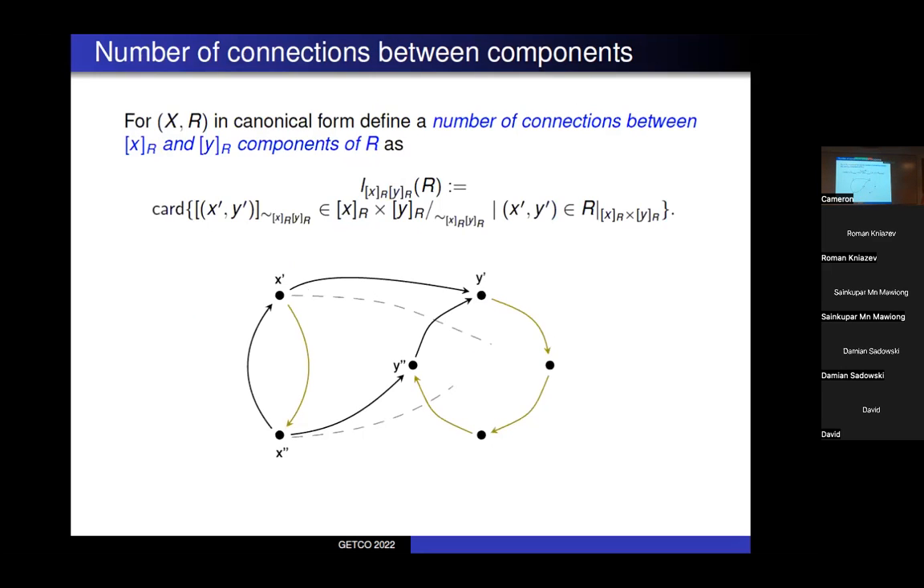We need that equivalence just to determine the number of connections between two different components. And what is it exactly? This is the number of realized equivalence classes of that relation by our relation.